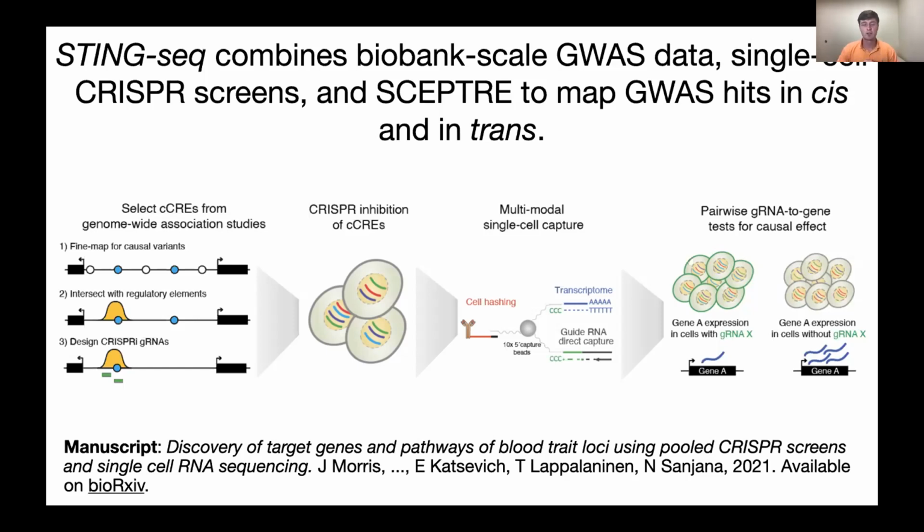And then they ran a single cell CRISPR screen. So they targeted these non-coding SNPs, and using a single cell CRISPR screen, they were able to map these SNPs to target genes both in cis and in trans. So a very interesting study, and the analytical tool that they used to analyze the data was Scepter. And Scepter apparently was able to produce well-calibrated and sensitive results on these data.